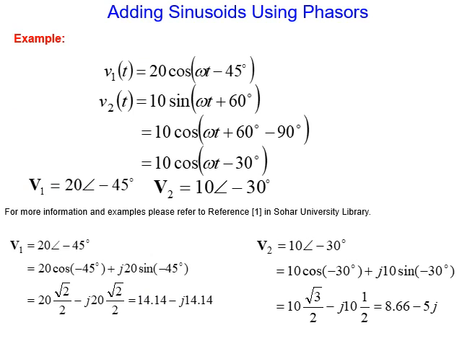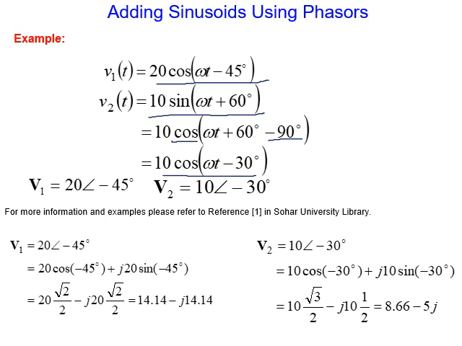Now, adding more example, adding sinusoids using phasor. You see, this is V1, which is 20 cosine omega t minus 45. It's ready. But this 10 sine, it is not ready. We need to add minus 90 to convert sine into cosine. Then this is how it looks like.